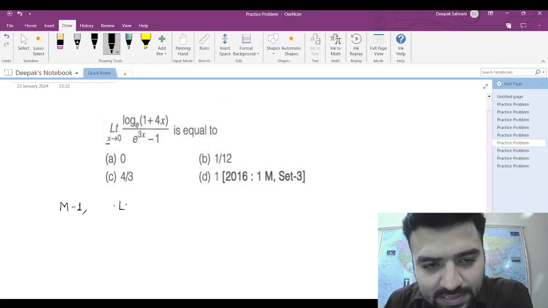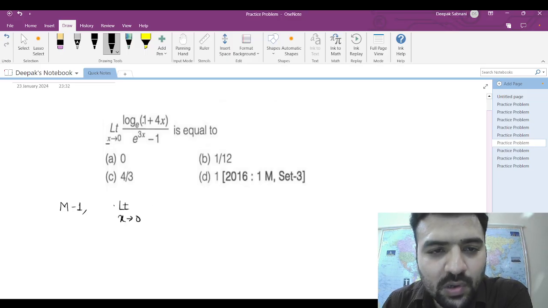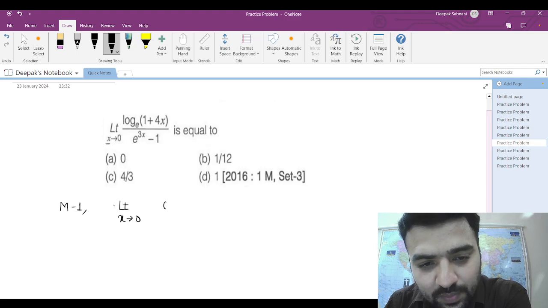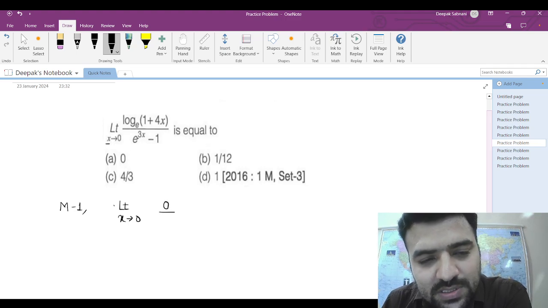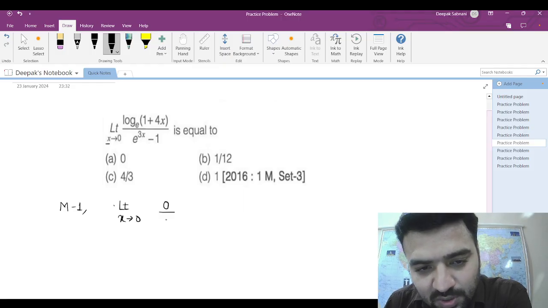If I put x tends to 0, then I'll get log e of 1, since 4 into 0 is 0. So log e 1 is 0, divided by e to the power 0, which is 1, and 1 minus 1 is 0. So it's a 0 by 0 form. It is one of the indeterminate forms.